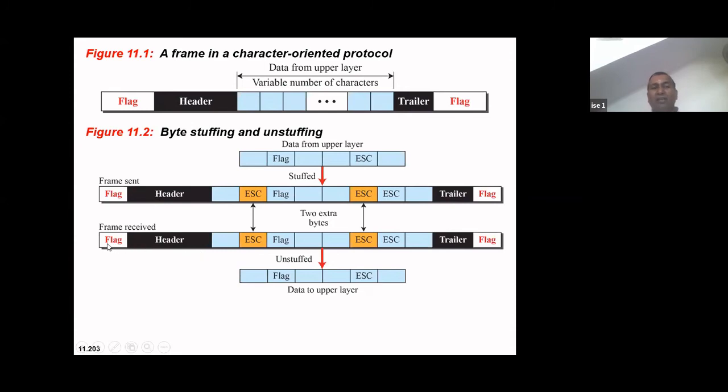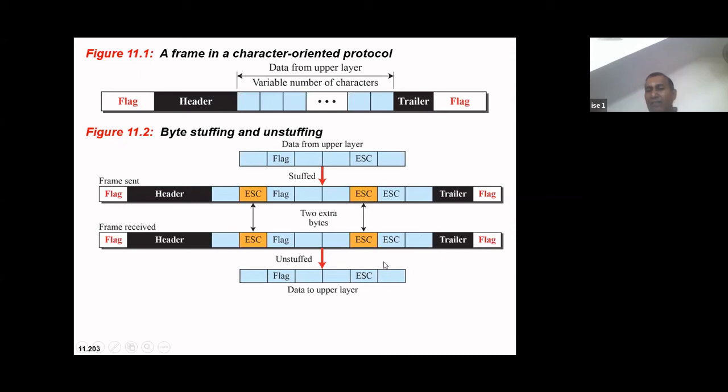Now the receiver will receive this entire thing. What it will do is remove the flag, remove the header, and the data part is taken as it is. Then this escape character it will remove. Unstuffing it is called. Then this flag is taken as it is because it is part of data. Then these two are taken as they are. Then this escape character is again removed, and this escape character is taken as it is, followed by this particular data. So the entire data has been recovered, and this trailer is removed.